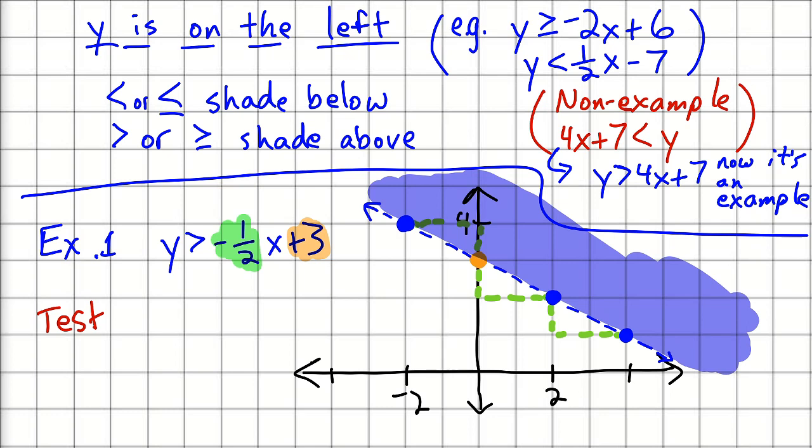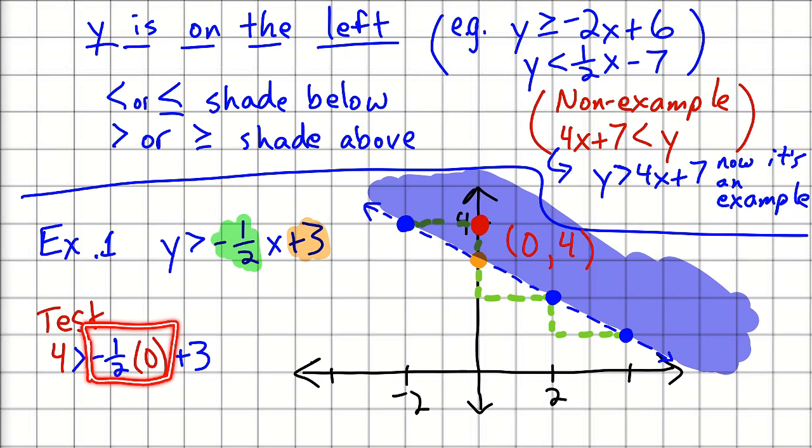I'll use a test point in the shaded area. I often pick easy points where either x is 0 or y is 0. So our test point is going to be (0, 4). We're going to plug in 0 for x and 4 for y. So 4 plugged in for y: 4 is greater than -1/2 times 0, that's our x value, plus 3.